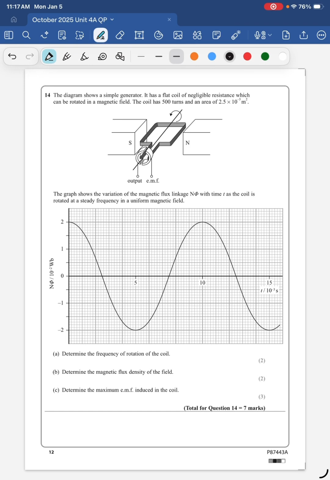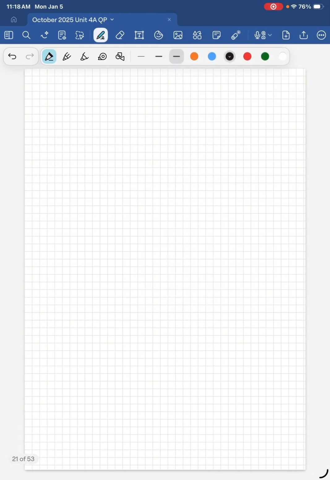We have to find the frequency, and this is the frequency from maximum to maximum. Actually, this is the period, sorry. From maximum to maximum, the period is 10 milliseconds, as we see there. So the frequency is 1 over that. So question A, the period is 10 milliseconds. The frequency is 1 over the period, so it's 1 over 10 times 10 to the negative 3, or 100 hertz.